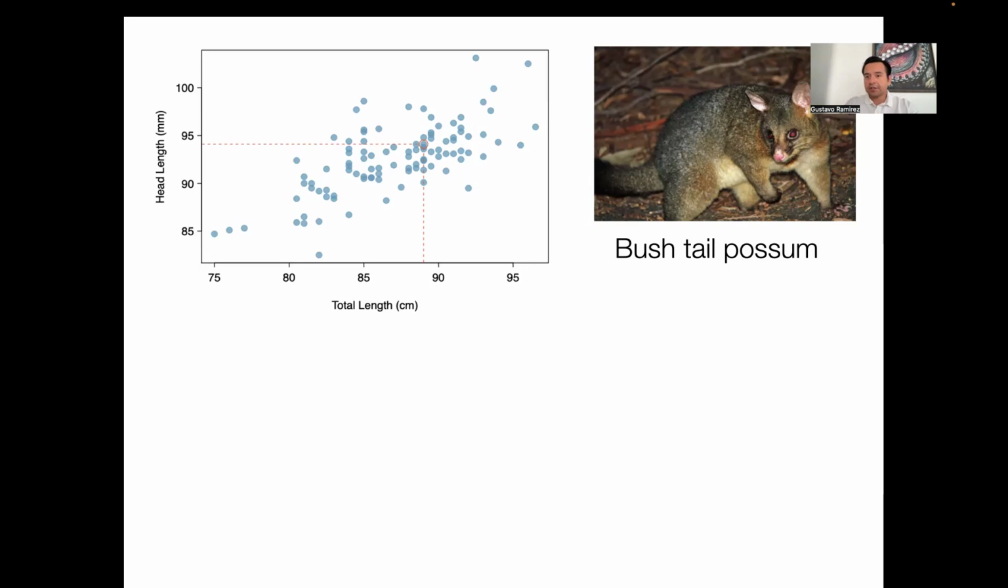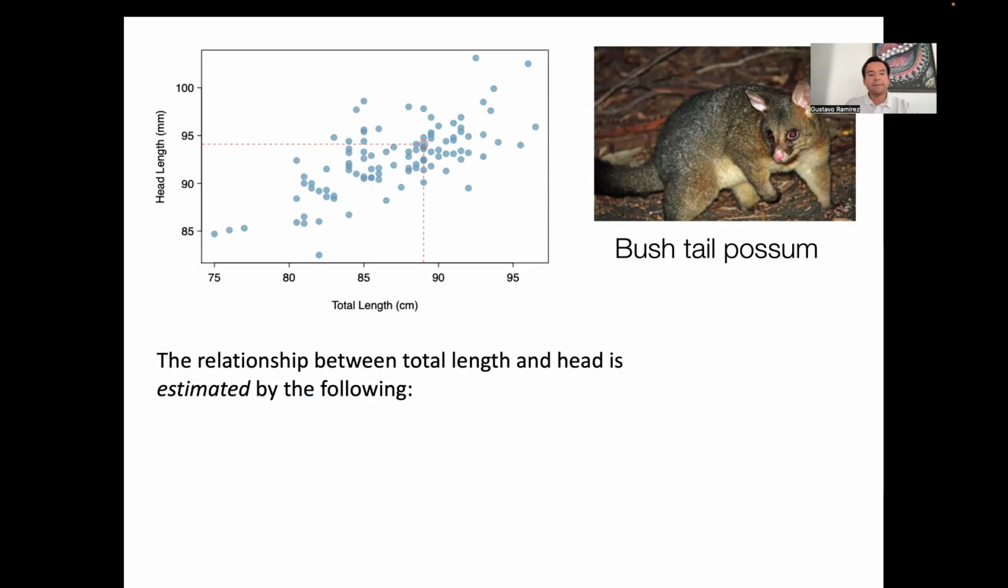So that's the relationship that we're looking for a trend for here. A particular value of body length is associated with a specific value of head length. And the relationship between total length and head length is estimated by the following. You can draw a line through all of these observations in order to estimate the relationship. Again, no one observation truly falls on that mathematical object, that line.